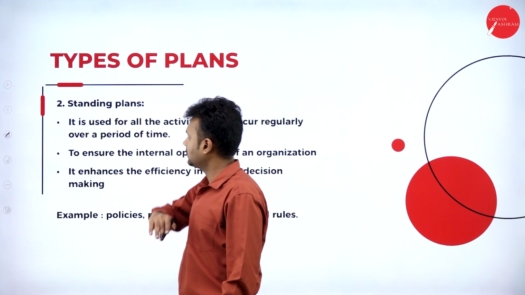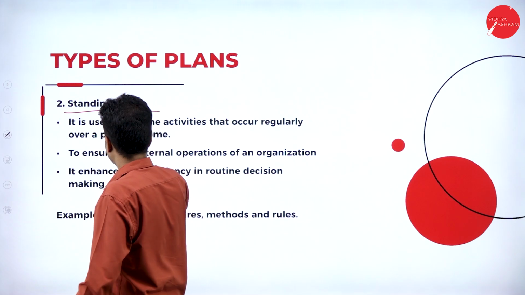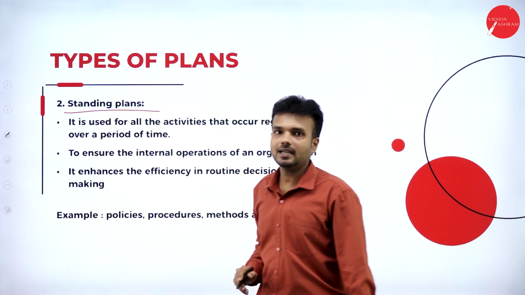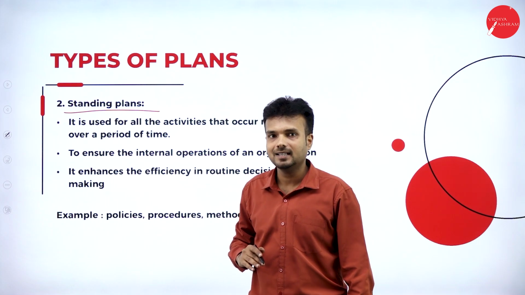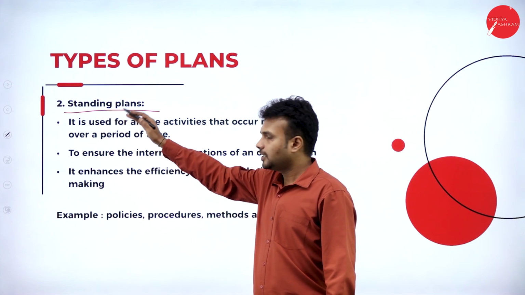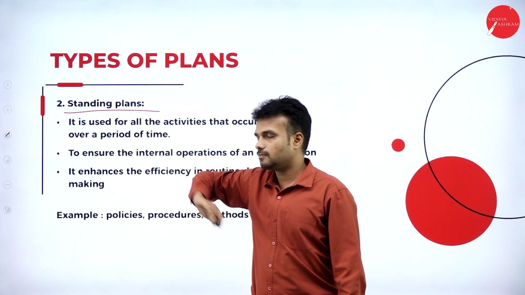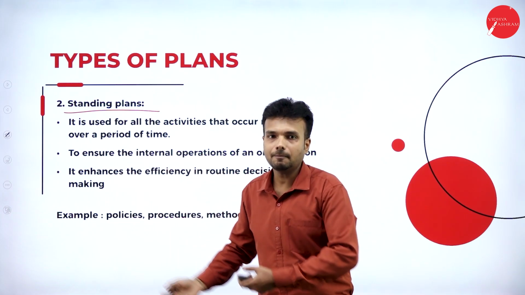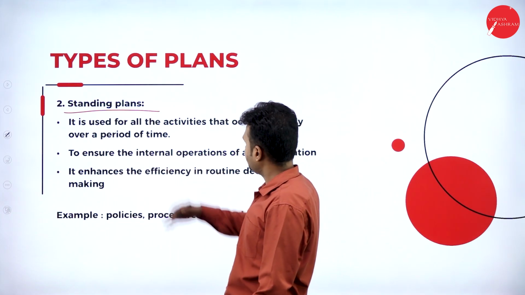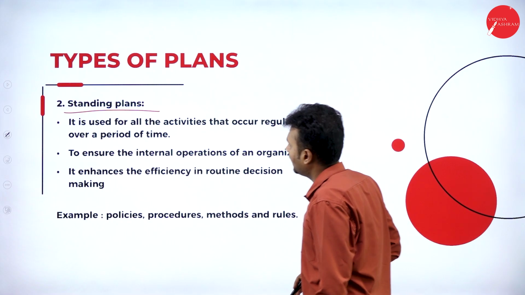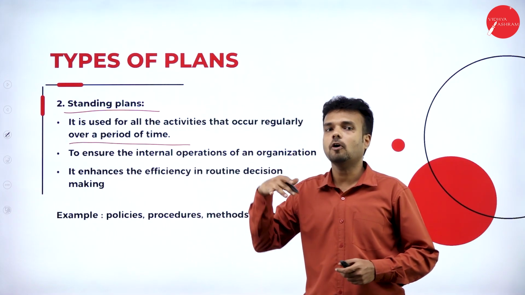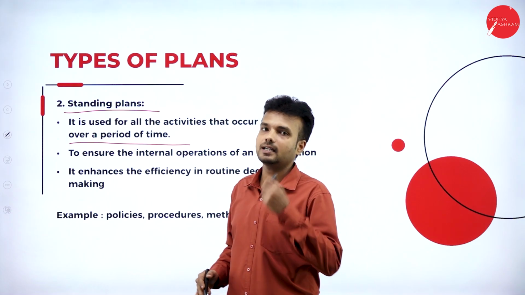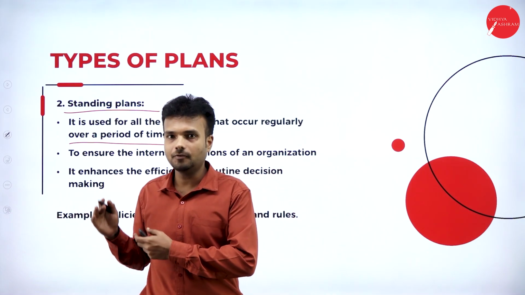Types of plans. The second plan is the standing plan. We can say that this standing plan is the opposite of the single use plan. These plans can be used again and again, so they are also known as multiple use plans. It is used for all the activities that occur regularly over a period of time.